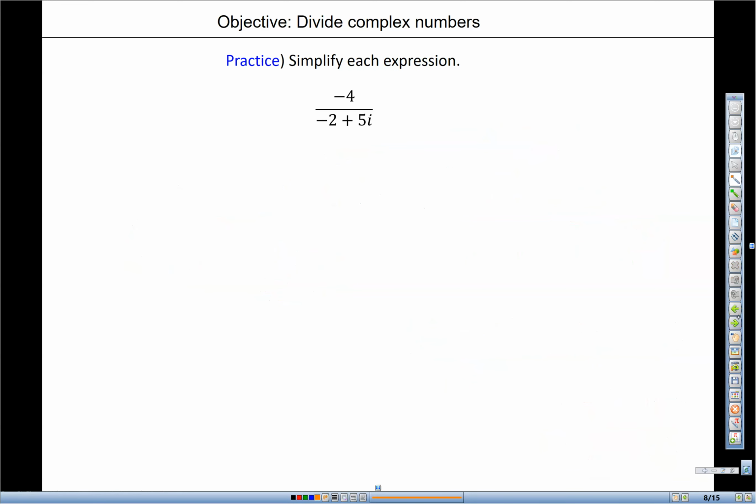All right, I would recommend you pause the video here and try this practice problem. Come back when you're ready to check your answer.